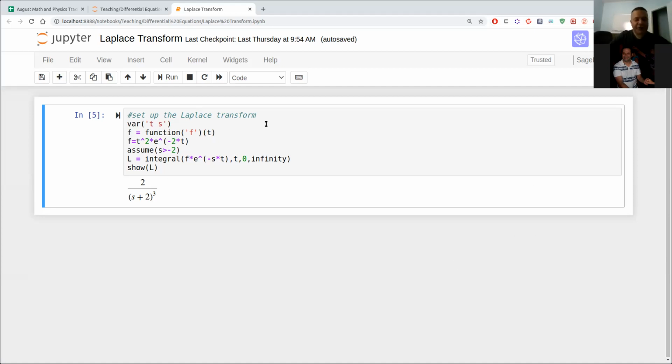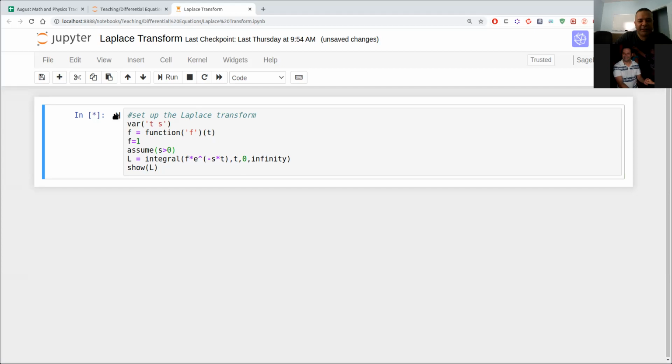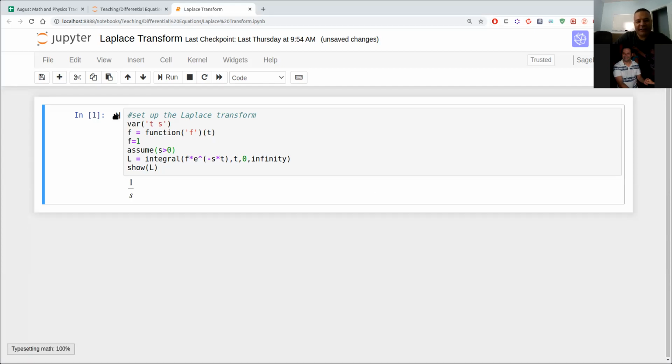The first Laplace transform I wanted to take was just the Laplace transform of 1. We did that the other day, but let's just check. Our assumption on s should be that it's bigger than 0. And if everything works, we should get 1 over s. That works. Write that down for the Laplace transform of 1.